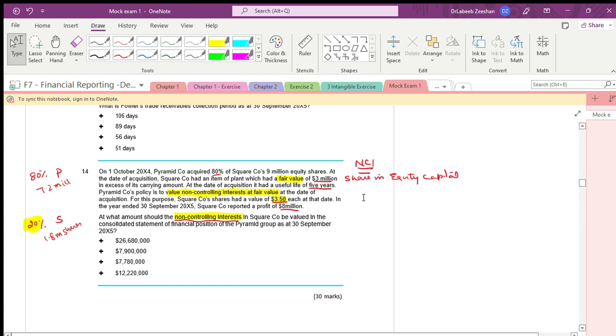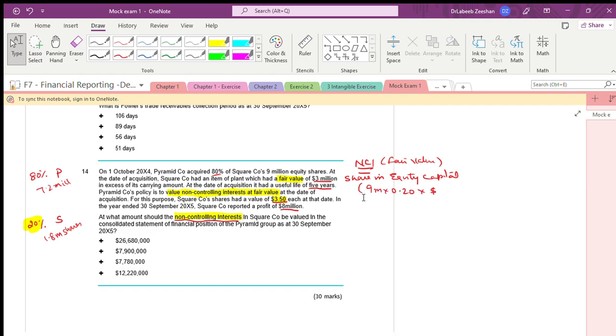Is that the fair value? When we take fair value, how much is there? It is 9 million times 0.20 times the value of the share. The fair value of the share is 3.5. So 9 million shares into 0.2 into 3.5 comes to 6.3 million.